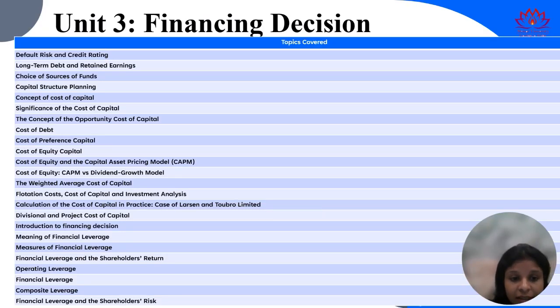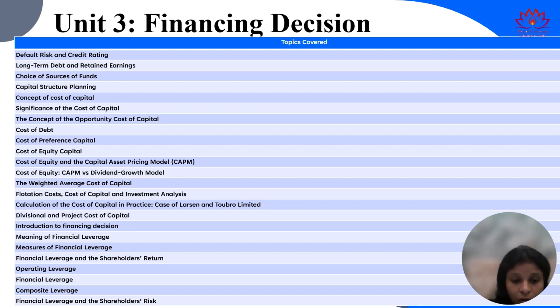Unit 3 is financing decisions. It includes topics such as default risk and credit rating, long-term debt and retained earnings, the different sources of funds, capital structure planning, the meaning of cost of capital and its importance, and the concept of the opportunity cost of capital. It covers the different costs of capital such as cost of debt, cost of preference capital, and cost of equity capital. It also discusses the CAPM model and different dividend growth models. The other is the weighted average cost of capital.